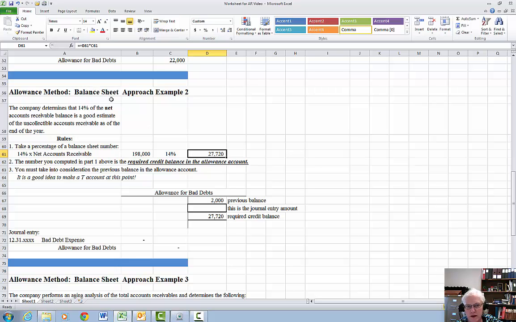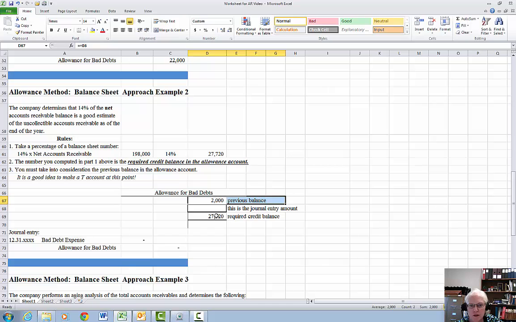Anytime we're dealing with the balance sheet approach, the number we compute is the required credit balance. So draw a T account, plug in what we started with, which in this case was a $2,000 credit balance. Plug in the required ending credit balance of $27,720 that we computed. The difference again is the journal entry amount. So in this case it's going to be $25,720.